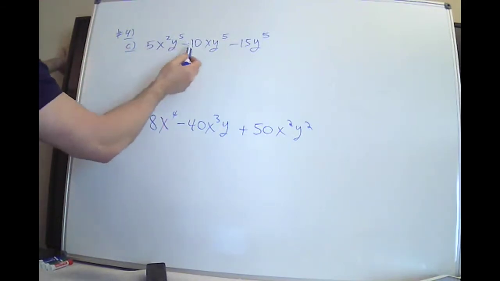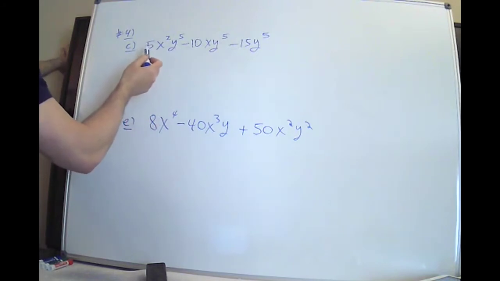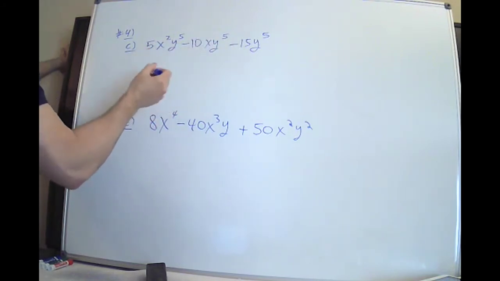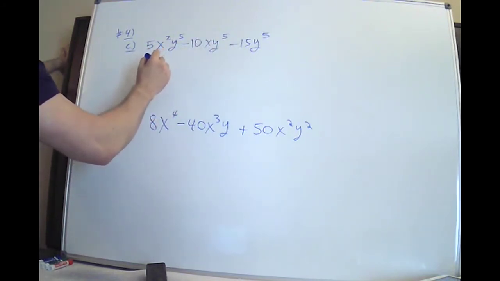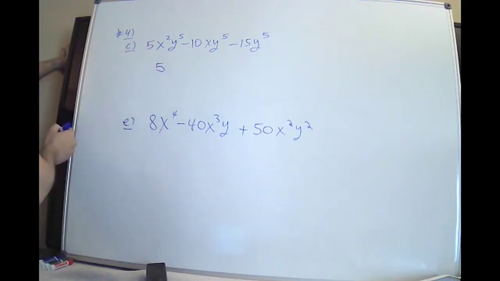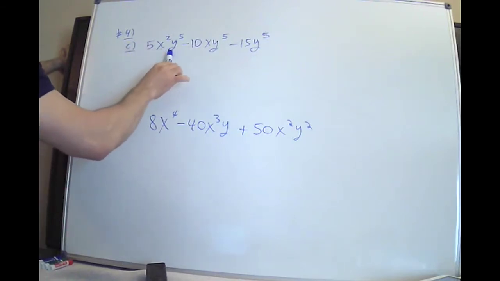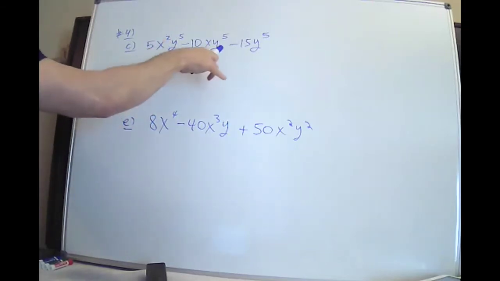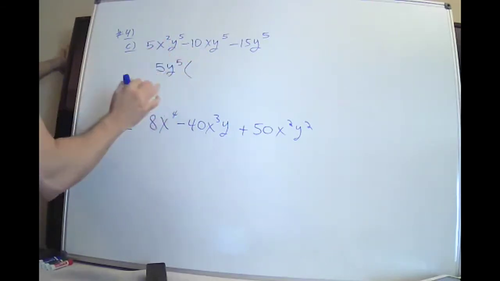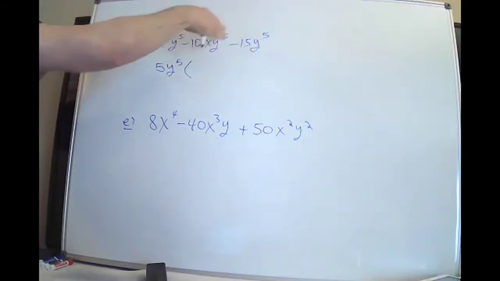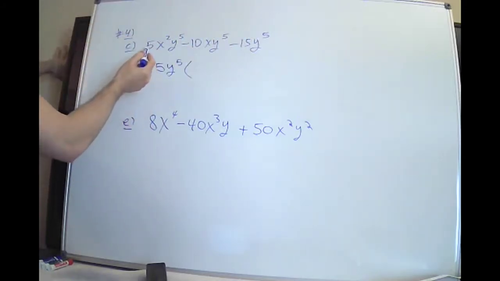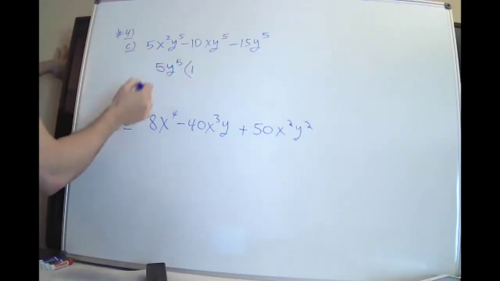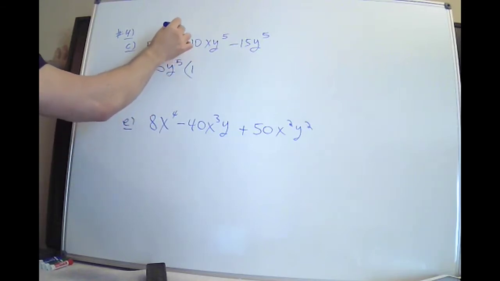So look, I have 5, 10, and 15. If you can't figure out that 5, 10, and 15 are all divisible by 5, then I'm worried about you. So I'm going to divide the 5 away. But look, y^5, y^5, y^5. What do they have in common? A y^5. So I'm going to remove y^5 from every one of them. And I'm also going to divide all the numbers by 5. So look, 5 divided by 5 makes a 1. Now I'm going to get rid of that y^5.